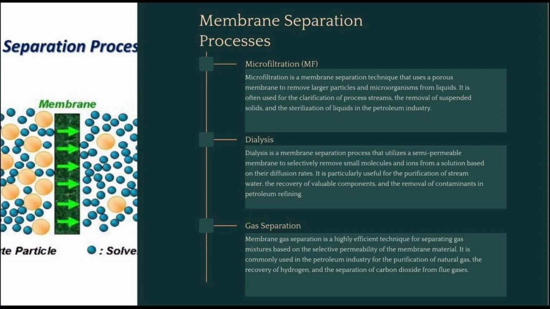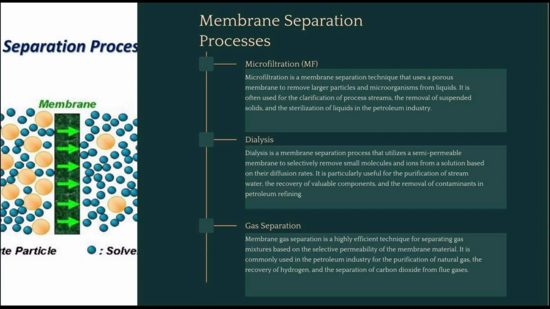First, clarifying process streams. It removes solids and particles to make the liquids clean and clear. This ensures that the final product meets quality standards. Second, sterilizing liquids. By removing microorganisms, microfiltration helps sterilize liquids, making them safe for various industrial uses. And the last, removing suspended solids. This prevents solids from causing damage to downstream equipment, which can save on maintenance and repair costs.